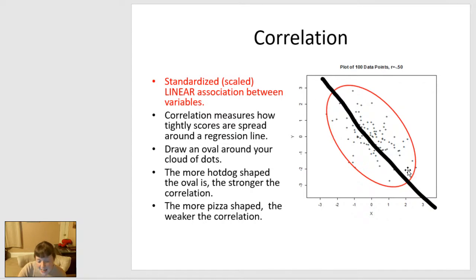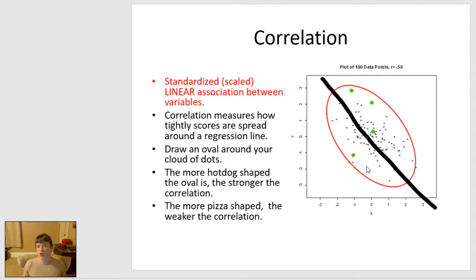Here I have a negative 0.5 correlation, but you can see the general trend. In general, if you're high on X, you're low on Y. There are exceptions to this rule, like these two people. These two people have the exact same score on X, but very different scores on Y. So there are exceptions to the rule in this negative 0.5 relationship, but you can see this trend, right?